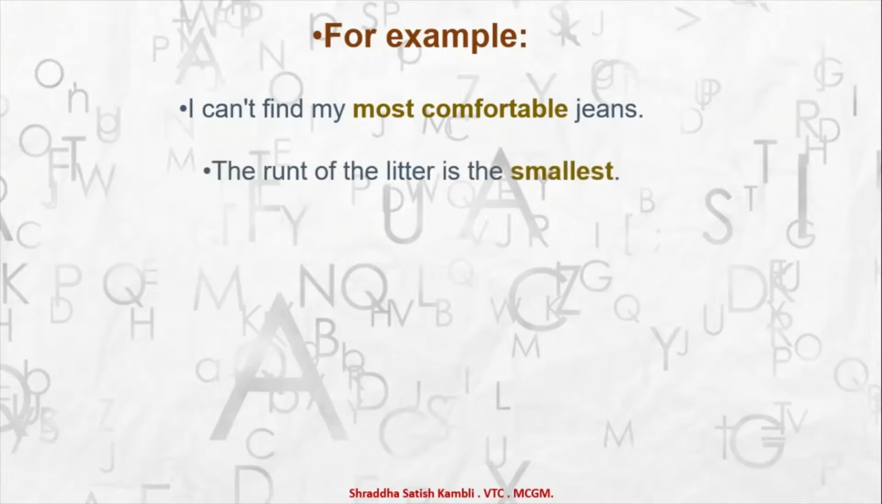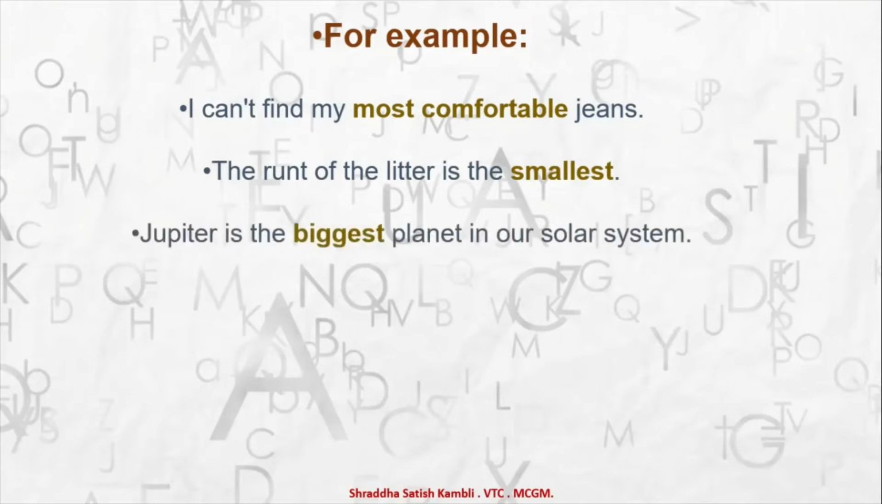Then you say, the runt of the litter is the smallest. Smallest. There is nothing which is smaller than this. Okay? Jupiter is the biggest planet in our solar system. So out of all the planets that we have, which is the biggest one in size, it is Jupiter. Then you have, she is the smartest girl in our class. That is, she gets the most number of marks, she takes part in most number of activities, and she is the smartest girl. There is no other girl who can match up to her level. So smartest is the superlative degree of comparison.